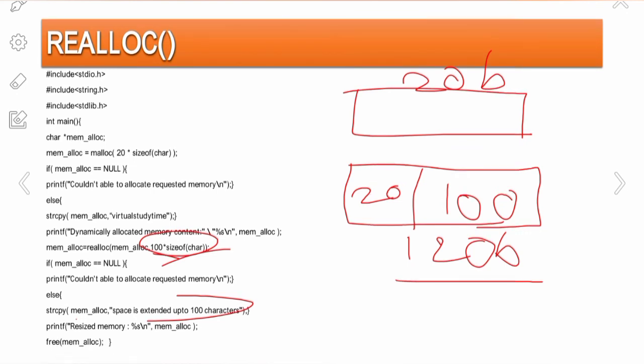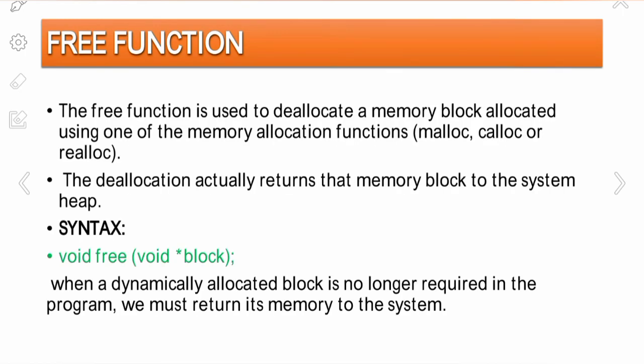So after using the reallocation method, we have to free the heap memory. Okay, so next one is the free function. The free function is used to deallocate the memory block allocated using one of the memory allocation functions like malloc, calloc, and realloc. So using the free function, we are going to free the already allocated memory. That means we are going to deallocate the memory. When the data in the particular memory block is no longer needed, we need to free the memory.